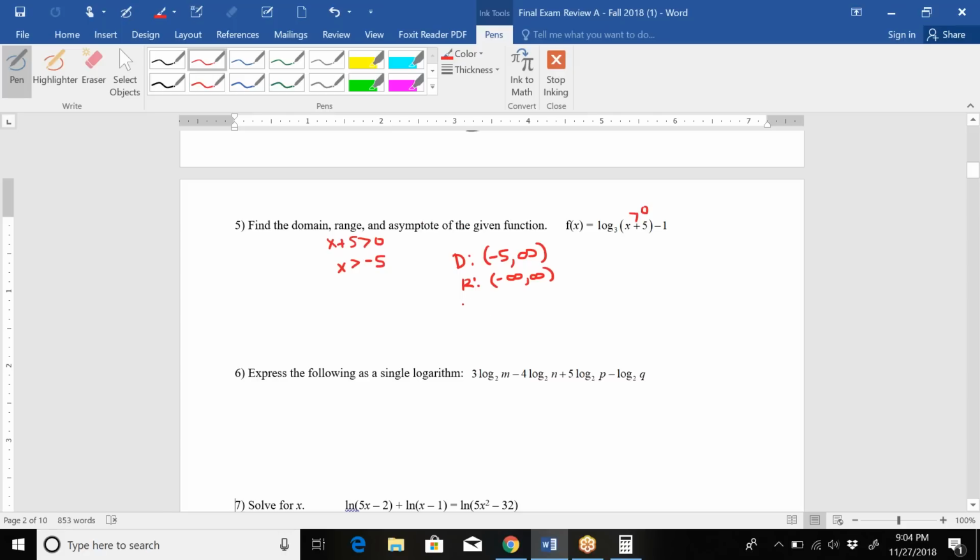And then the asymptote, a lot of people get confused. They want to use this -1. The asymptote is directly tied to the domain. So the asymptote is a vertical asymptote, x equals -5.